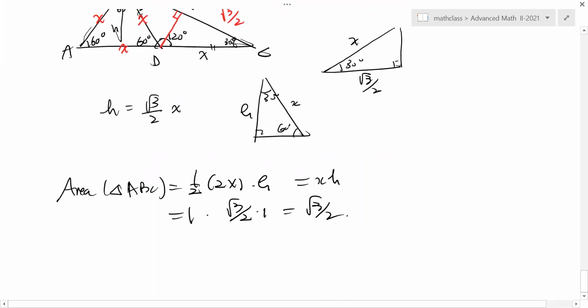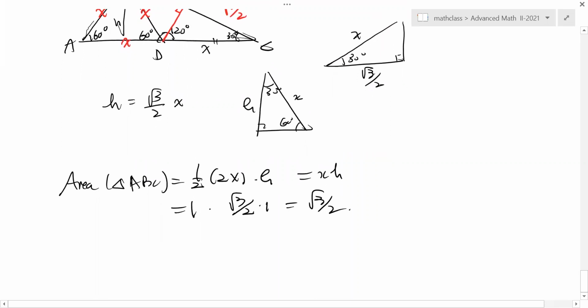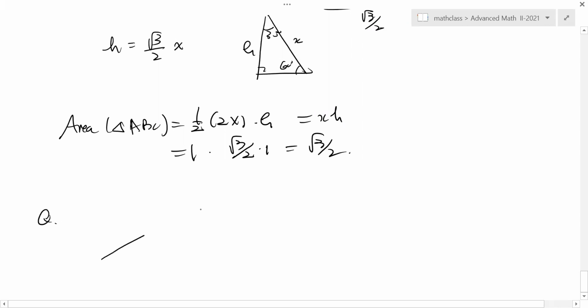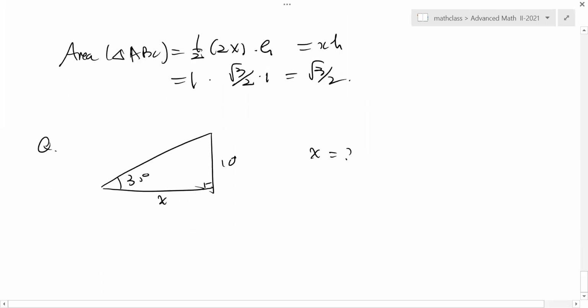Okay. So we use special triangles many times. But for the special triangle, once you know one side, you should be able to get all the other sides. Okay. For example, if you have a special triangle, 30 degree, if I have a 10 here, what is x? Okay, if this is one angle. Okay, can you tell me?